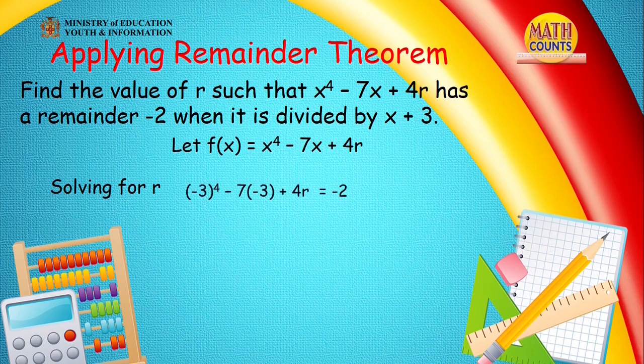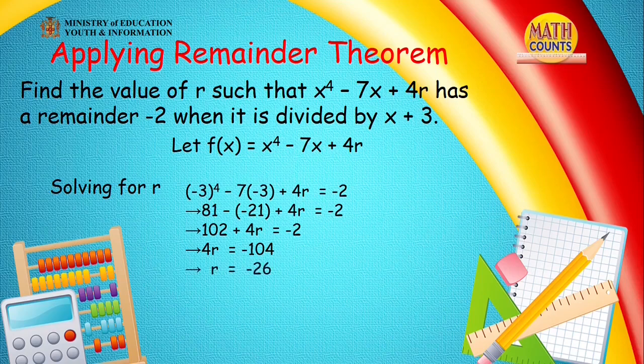So, using that equation, let's solve for r. Negative 3 to the fourth power is positive 81. Minus 7 multiplied by negative 3 is plus 21, plus 4r equals negative 2. Now when we combine the like terms on the left side of our equation, we get 102 plus 4r equals negative 2. So we get 4r equals negative 104. Therefore, r equals negative 26. Let's see another one.